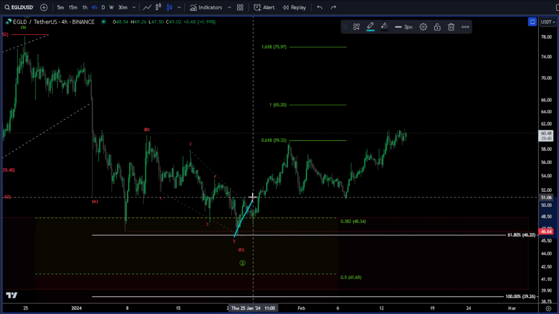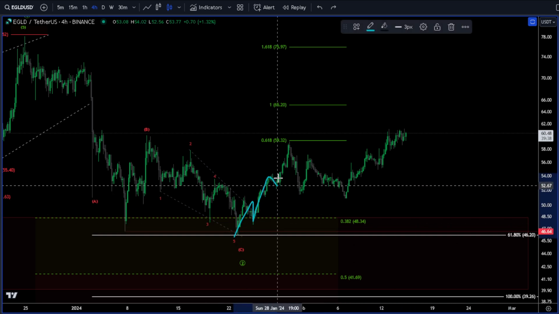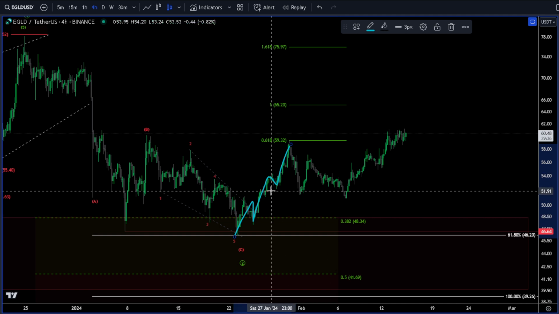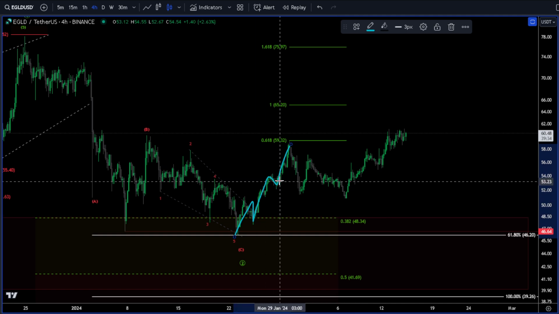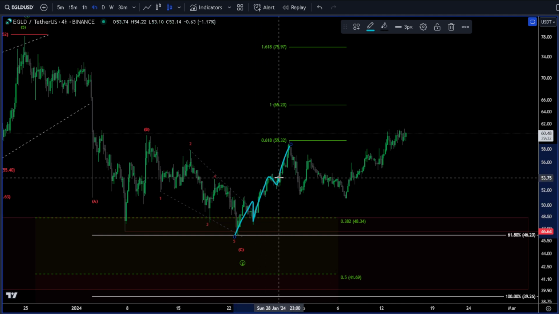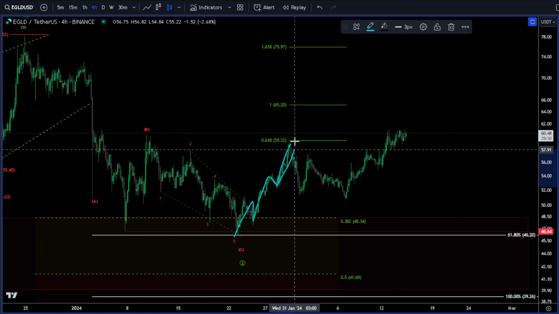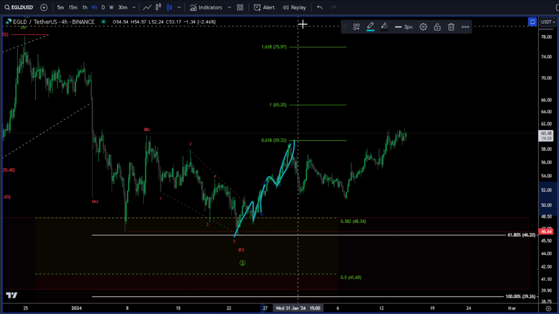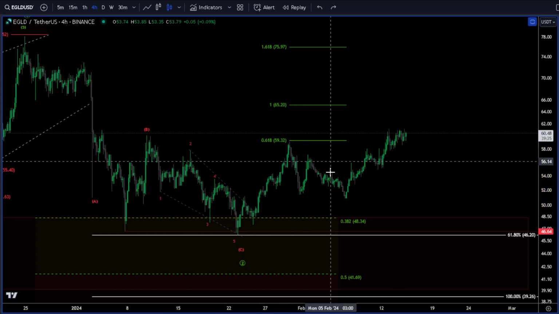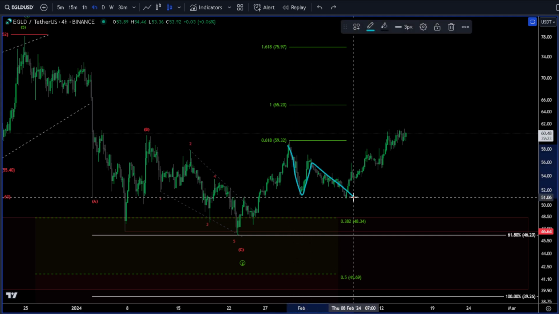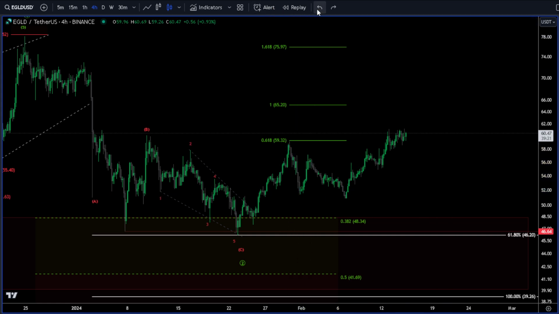Now I can count 5 waves here. 1, 2, 3, 4, 5. The symmetry is a little off. The third is not the shortest, but it's not the longest. It's more of an equal legs between the third and the fifth, as you can see. But it does count as 5 waves, and we did get a nice clean ABC 3-wave correction here.